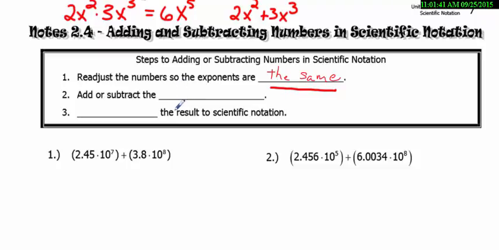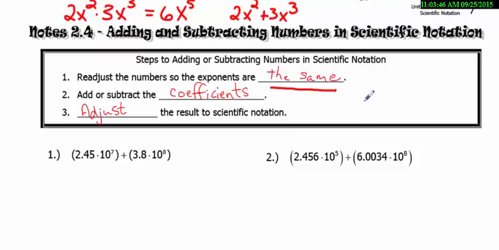Once you know you have equal exponents, you are able to do step 2, which is add or subtract the coefficients. You know that the coefficients are the numbers that are going to be multiplied by the power of 10. Your last step, step 3, is to adjust the result to scientific notation. That just means if your coefficient is too large or too small, you need to adjust that coefficient so that it is greater than or equal to 1 but less than 10.